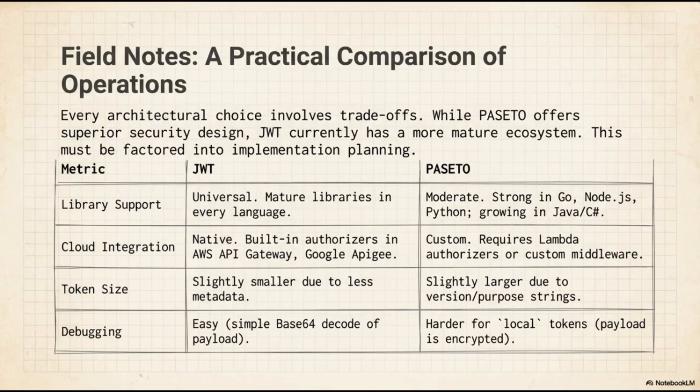We also see minor differences in day-to-day operations. JWTs are slightly smaller because they carry less metadata, and they are easier to debug since you can just base64 decode the payload. PASETO tokens are slightly larger, and because local tokens are encrypted, they are naturally harder to inspect during troubleshooting. Ultimately, while PASETO is the more secure choice, the maturity of JWT's ecosystem is a significant factor that must be weighed during your implementation planning.